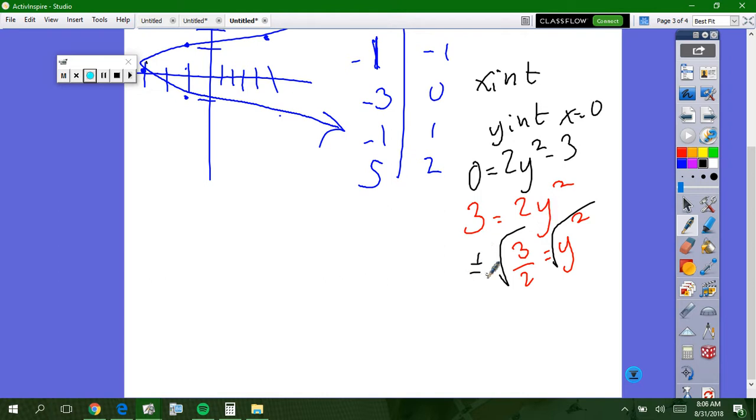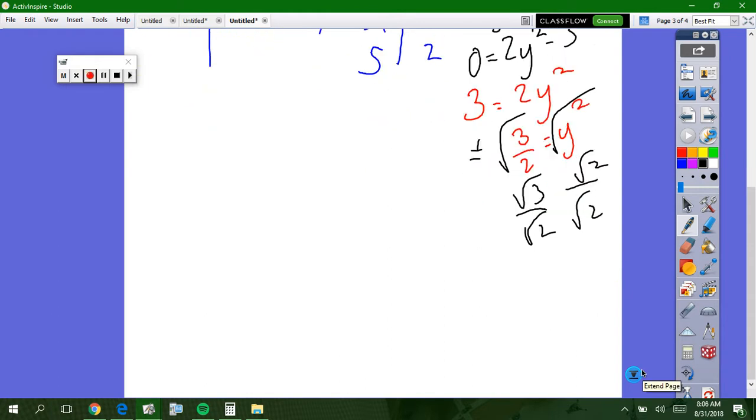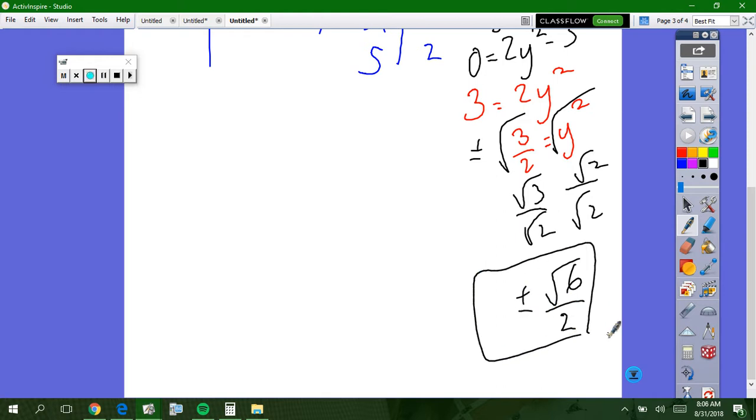I'm not trying to get too deep in this. This is deeper than I probably want to do. But can anybody tell me why we don't like that? That would be a square root in our denominator. And if you recall, how we get rid of that is timesing square root top and bottom. Because what's square root of 2 times square root of 2? 2. And then square root of 4. Square root of 3 times square root of 2 is square root of 6, over 2, plus or minus. That would be my y-intercept. So I have 0, comma, plus or minus root 6 over 2.